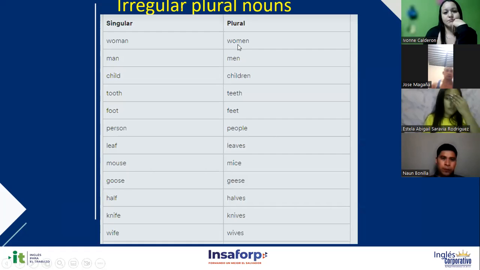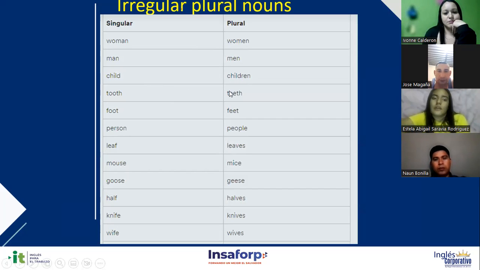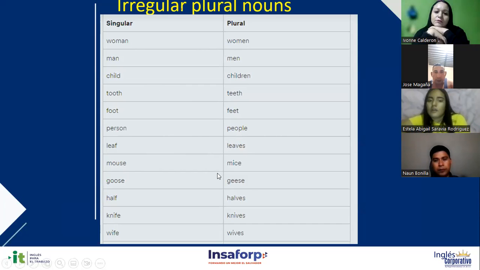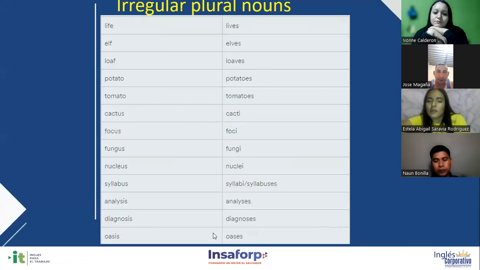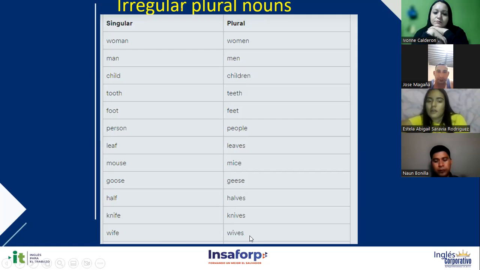So for woman, women. For men, men. Man, men. Child, children, right? Tooth, diente, teeth, dientes. Foot, feet. Person, people. Leaf, leaves. Mouse, mice, goose, geese, knife, knives, and wife, wives. En algunos países, pues, no es solo una esposa, sino que tienen varias esposas, entonces wives. ¿Sí? Ok.